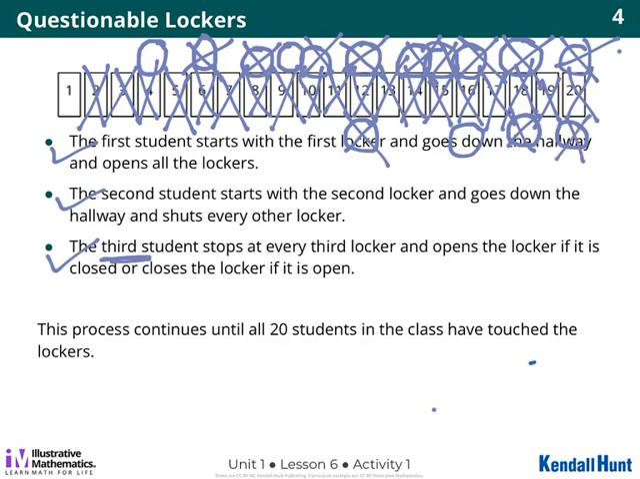There's only 2 open ones. Which 2 remained open? 1, 4 and 16. 9 is open. 16 is open. Which one got touched the most? 12, 18, maybe 20? Yeah, 16. And 20? Yeah, 16 didn't get shut again.